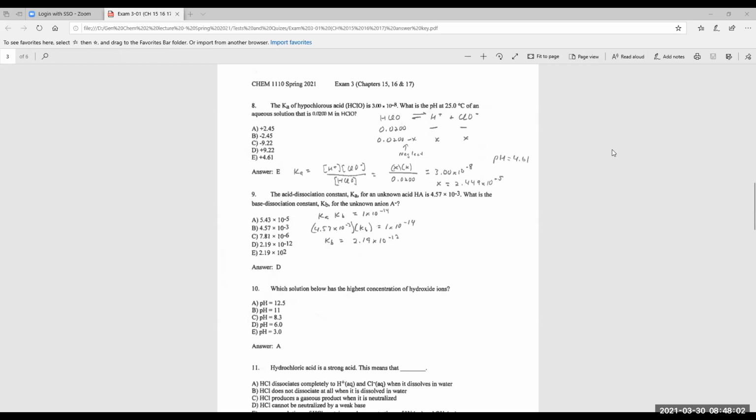Number 9, the acid dissociation constant for some unknown acid is 4.57 times 10 to the minus 3. What's the base dissociation constant for the unknown anion? So this is where we need to remember that Ka times Kb equals 1 times 10 to the minus 14. And so if we plug in the Ka value we had and then solve for Kb, you should get 2.19 times 10 to the minus 12.